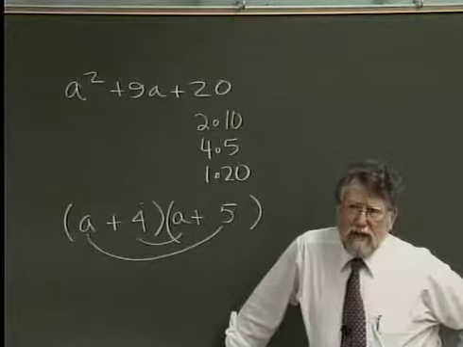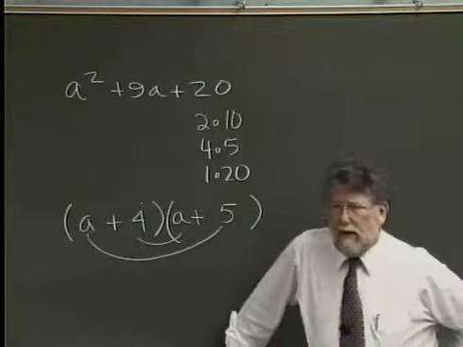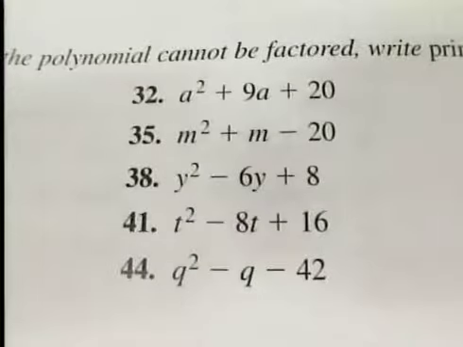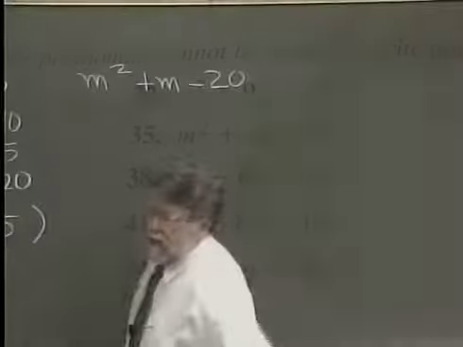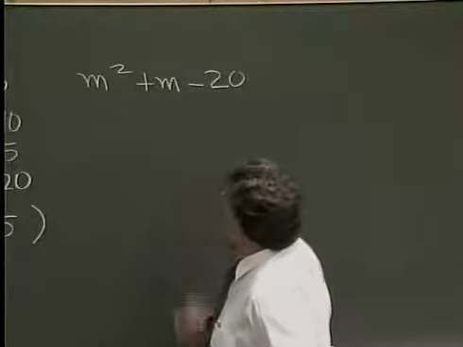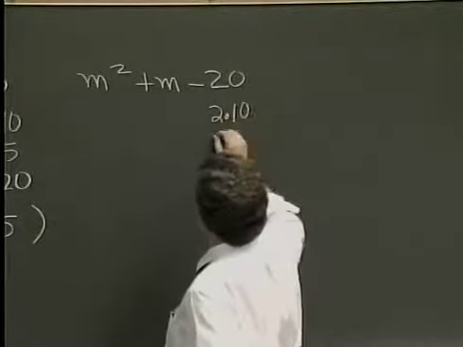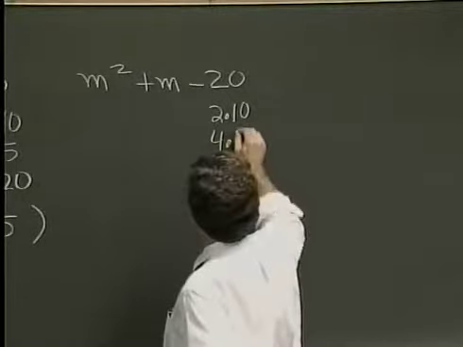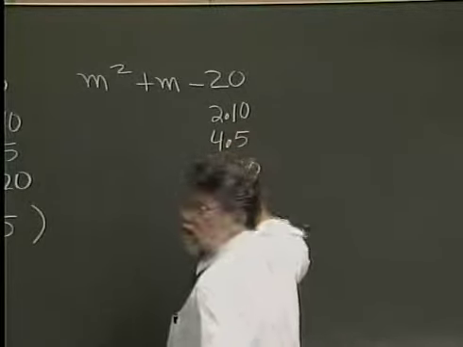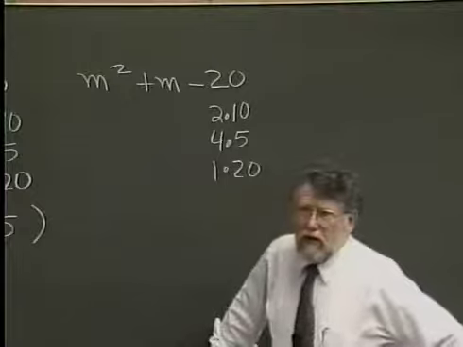Now remember, this was third term positive. Let's go back to the document cam. Notice 35. Slightly different wrinkle. We have m squared plus m minus 20. Now in this case, I can still play the same game, the same numbers, and that's what's nice about this selection. I have a 2, 10, 4, 5, 1, 20. That doesn't change. So I have the same numbers involved.